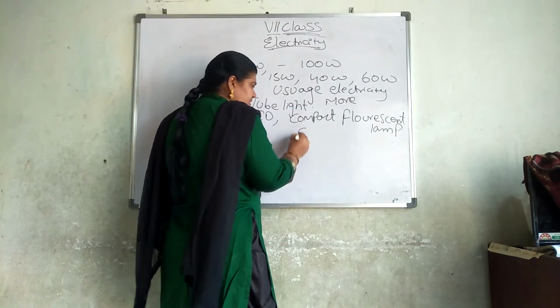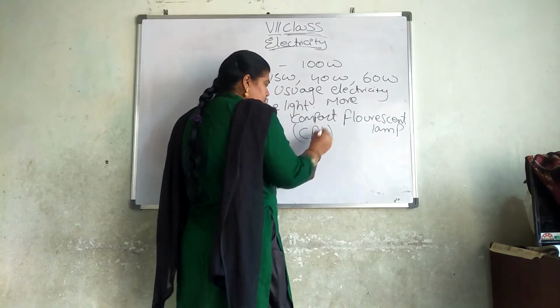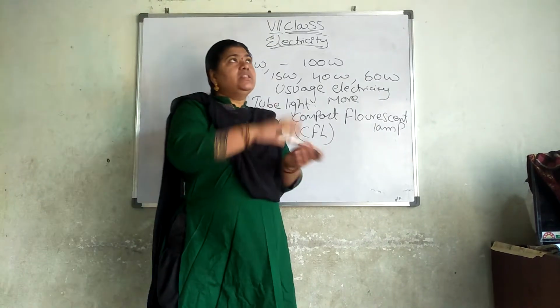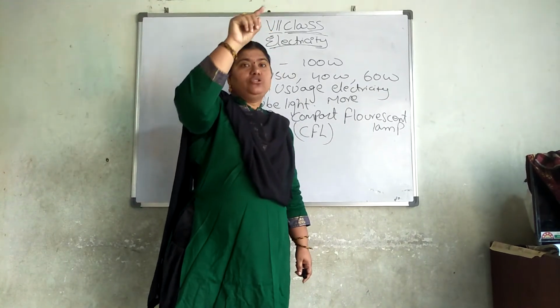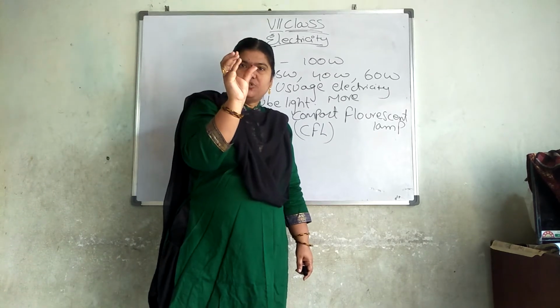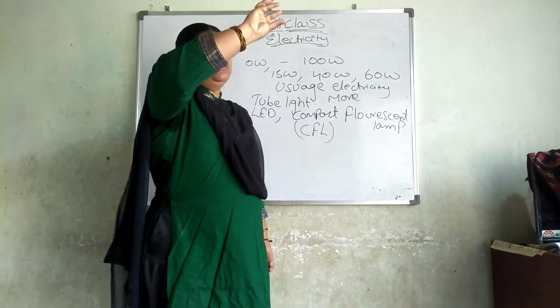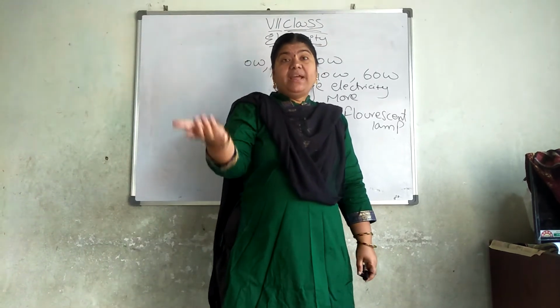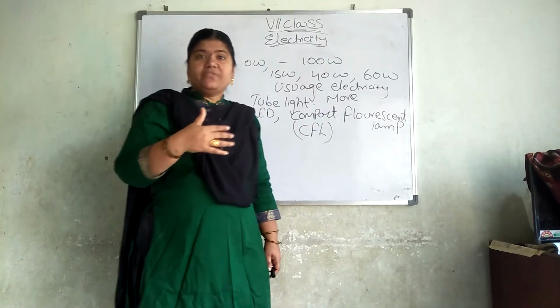Compact fluorescent, CFL. The short form of this one is CFL. It means you can see that the bulb will be very small. It will have 2 or 3 tube lights present in it. Very short. In the bulb socket itself, we can connect that one. Electricity consumption will be very, very less than tube lights and bulbs.